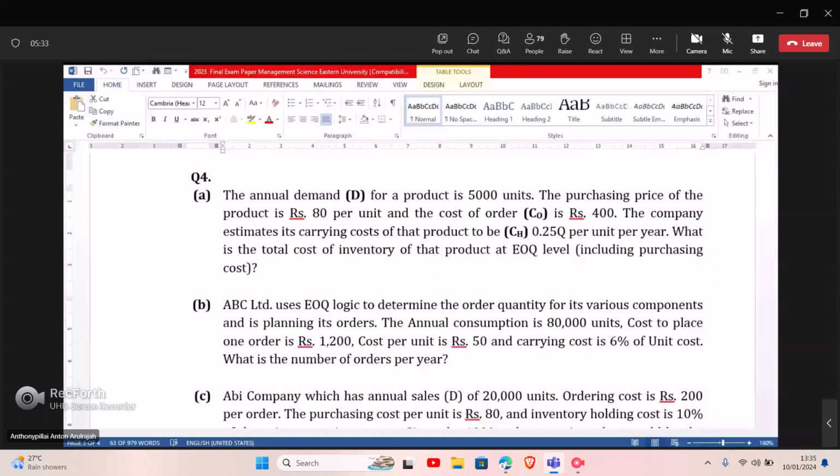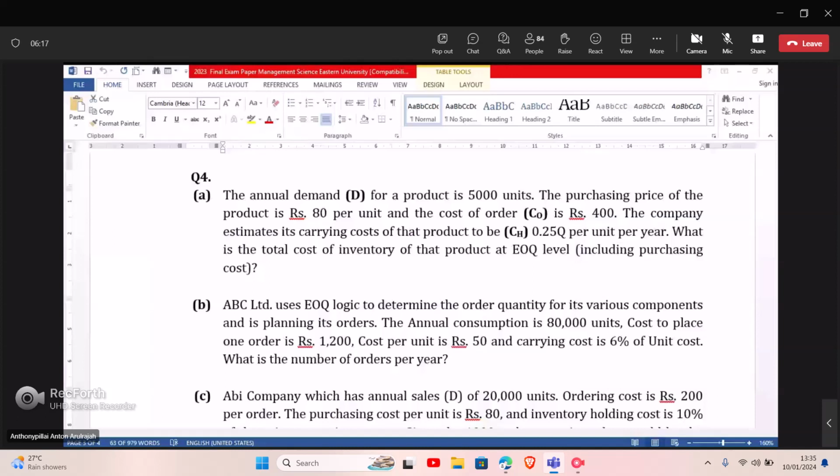We can incorporate practical questions in this method. So here the demand is 5,000. The ordering cost Co is 400, and this one is about 0.25. Okay? You can directly apply and get the things. Very easy one.